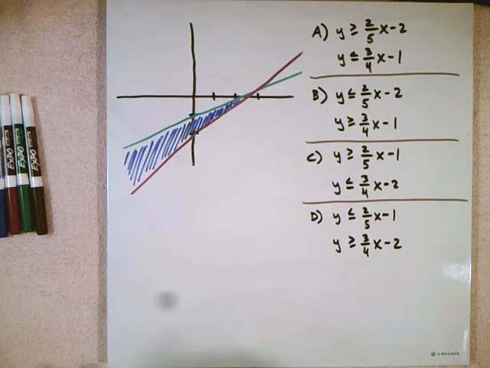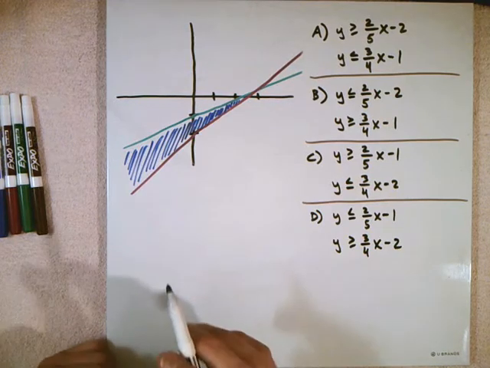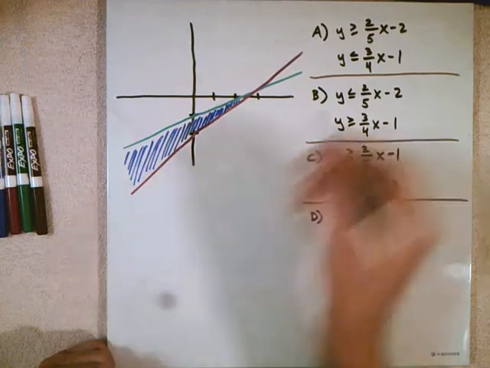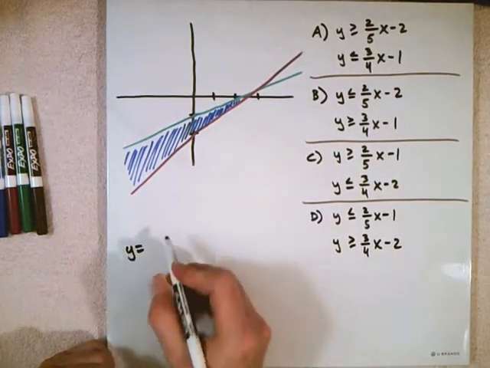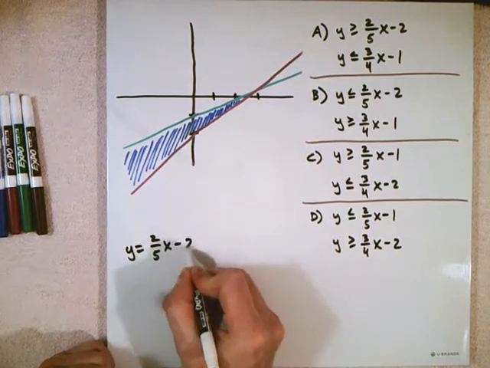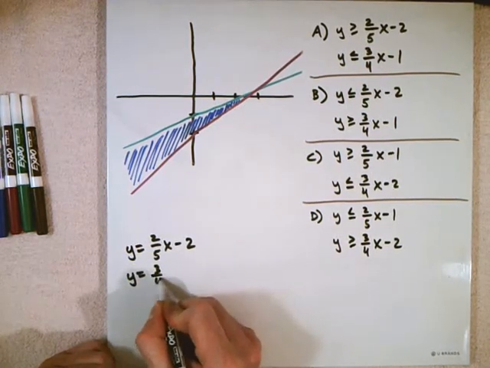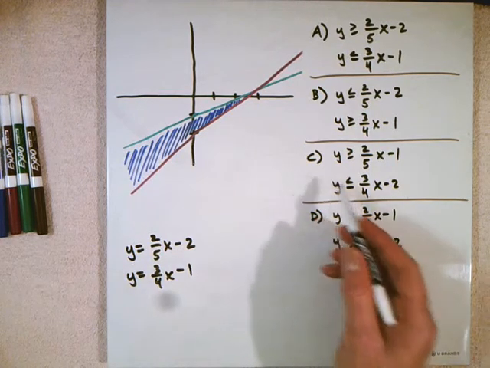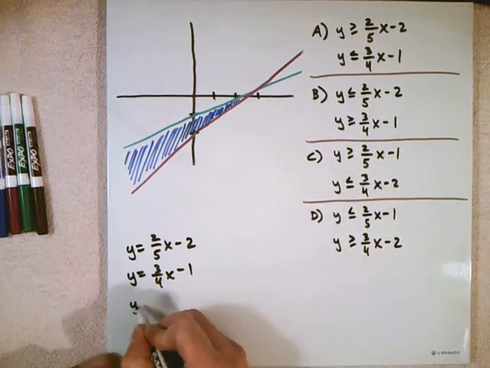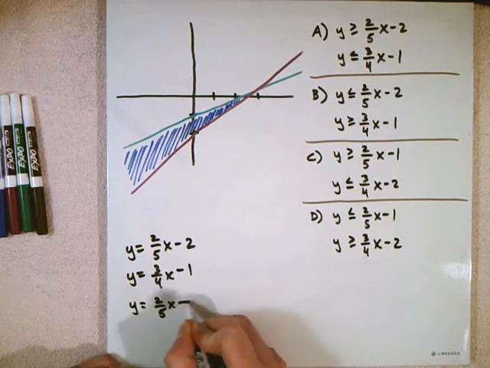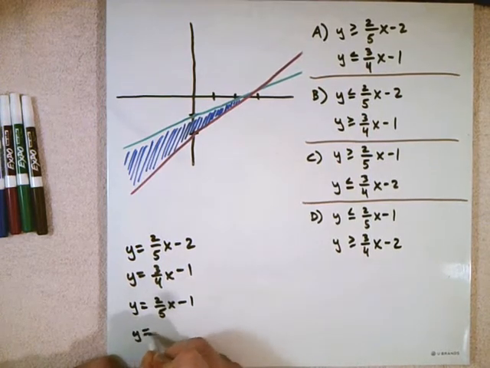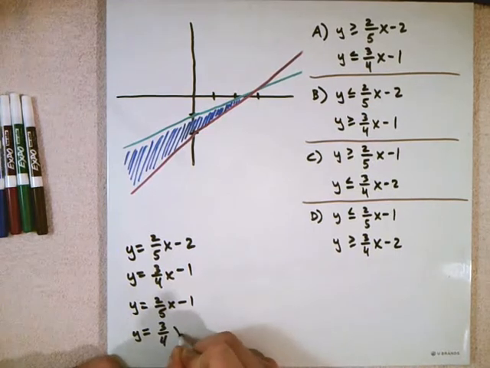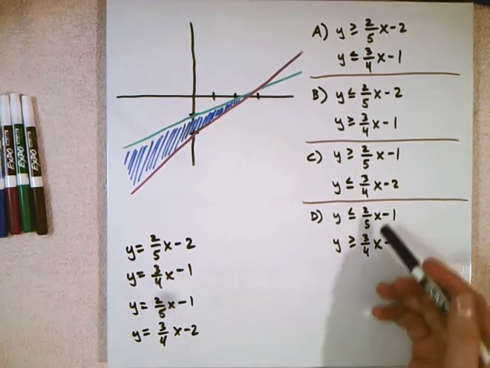So one of the first things you might do is just go to those answers and start writing them down as equations. So notice your first answer here written as equations is y equals 2/5 x minus 2, y equals 3/4 x minus 1. Now, if you go to choice B and change it into equations, it's exactly the same thing. So there's no point in even writing that down because you've already got it. Go to answer C, turn them into equations, and now you get something a little different. y equals 2/5 x minus 1, and y equals 3/4 x minus 2. And if you go to answer D, you get the exact same thing that we already have right there.